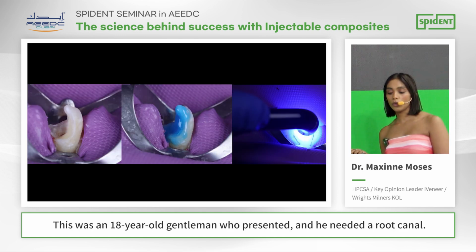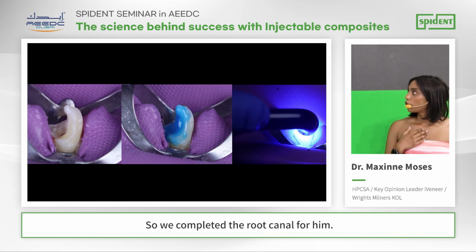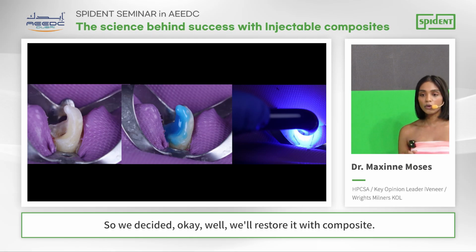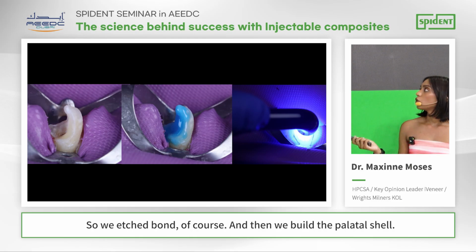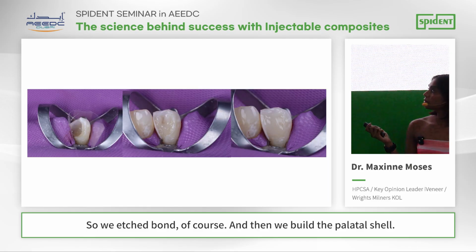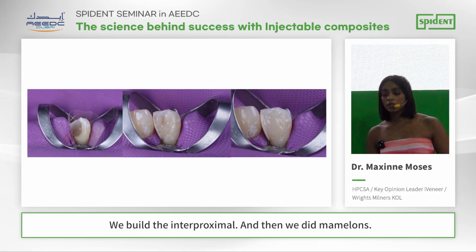This was an 18-year-old gentleman who presented, and he needed a root canal, so we completed the root canal for him. He didn't want to do a crown at the time, so we decided we'll restore it with composite. So we etch and bond, of course, and then we build the palatal shell. We built the interproximal, and then we did mamelons.